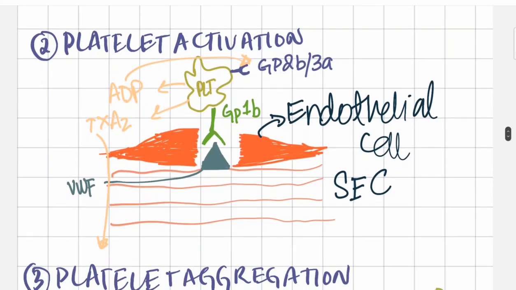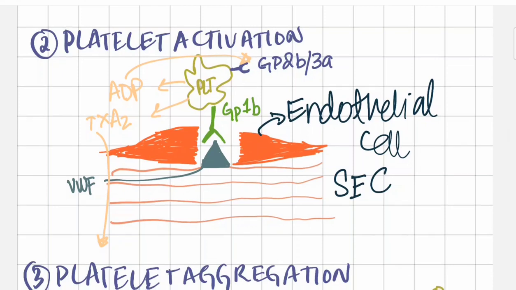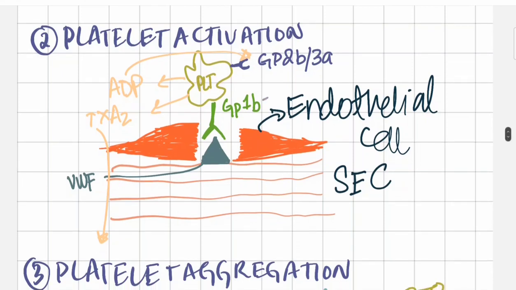Then we have the second step, that's the platelet activation. This is going to happen when GP1B is adherent to the platelets, and the platelets are now going to release ADP. This ADP is going to cause the expression of GP2B3A. It is also going to produce thromboxane A2, which is going to activate or recruit more platelets.